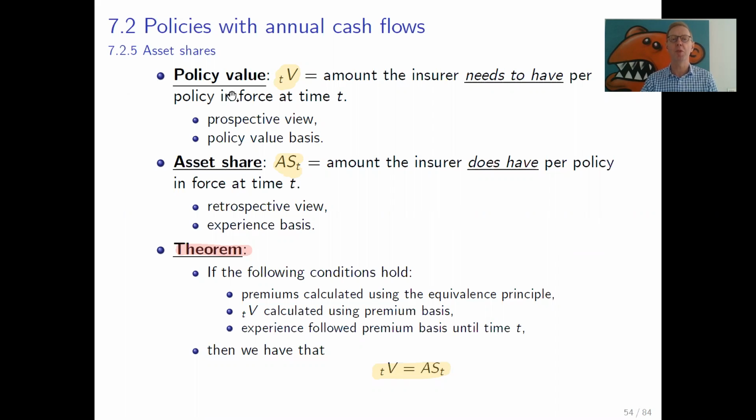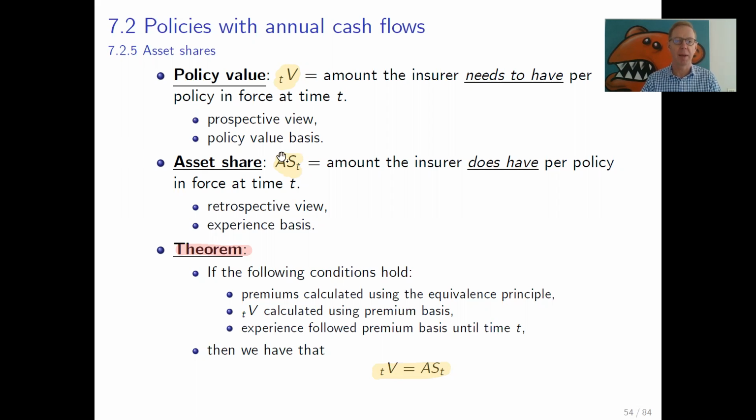The policy value, VT, is the amount the insurer needs to have per policy in force at time T. This is calculated as the actuarial value of future benefits minus the actuarial value of future premiums. So this is essentially a prospective view. We look at what is needed in the future, and it is calculated with a policy value basis.